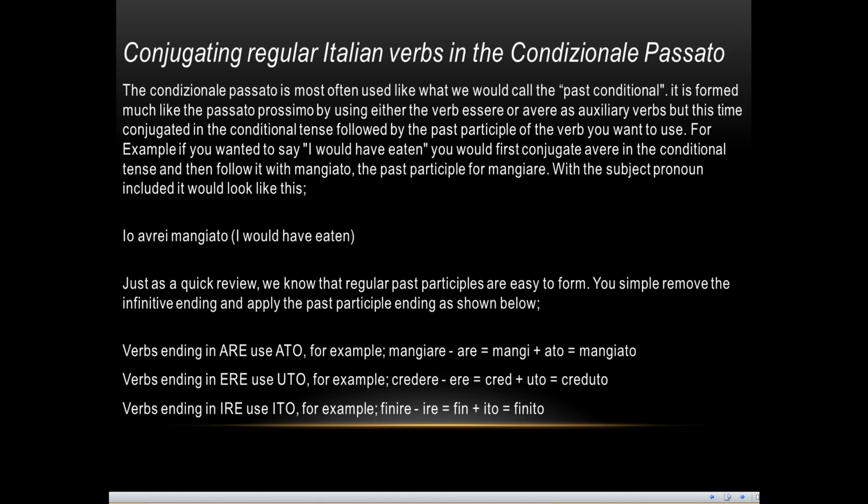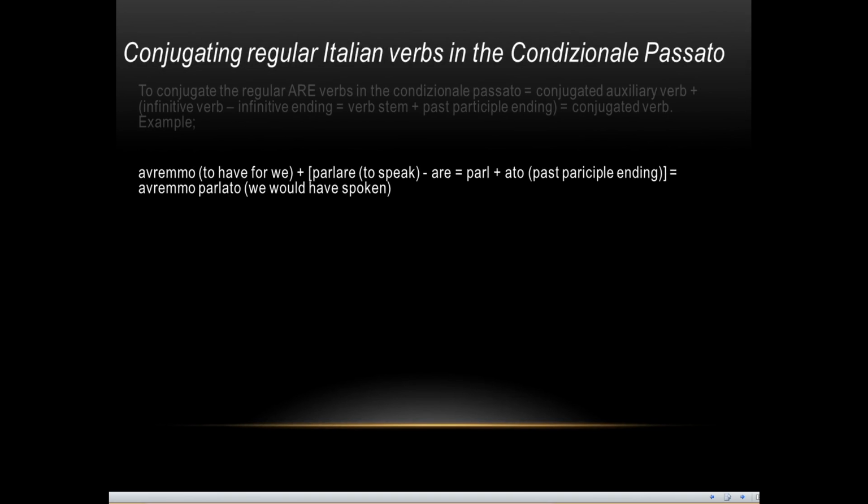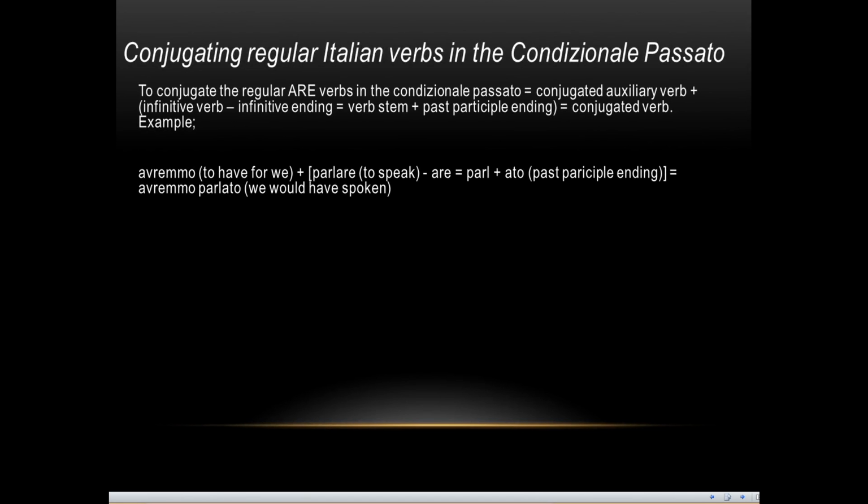Now please remember, these are how you handle the regular past participles only. There are a good amount of irregular past participles, and you may need to look up the verb to find out which ones are regular and irregular. To conjugate the regular are verbs in the condizionale passato, what we have is a conjugated auxiliary verb, plus the infinitive verb minus the infinitive ending, or the verb stem, plus the past participle ending, equals the conjugated verb.